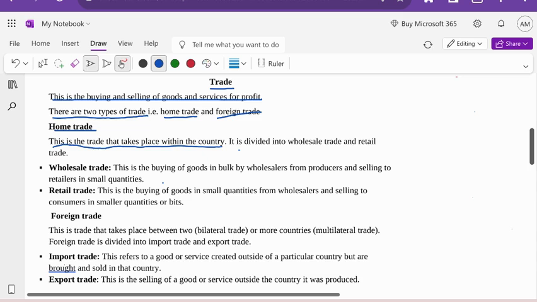Now the main reason for which we say that home trade takes place within the country is because both the buyer and the seller are found within the same country. And this is the main reason why we also call home trade internal trade. Now let us continue. Home trade is divided into wholesale trade and retail trade.